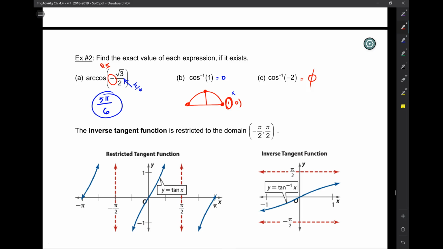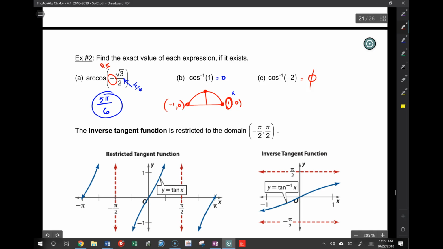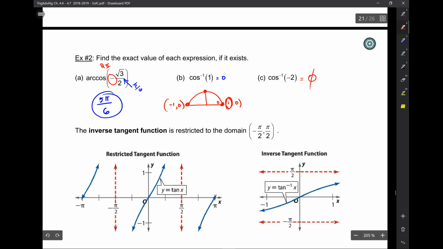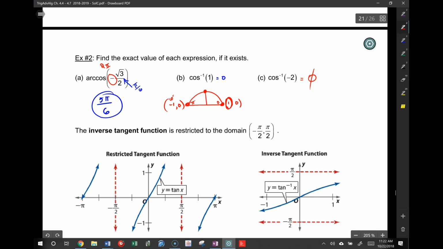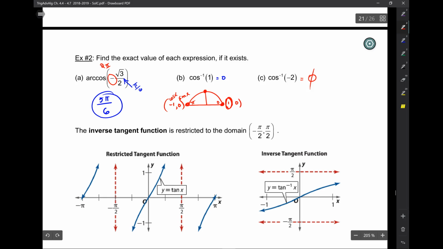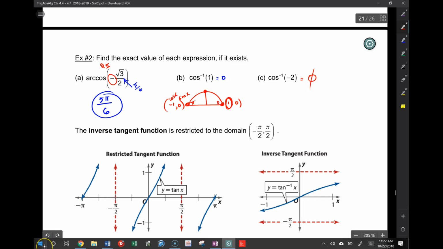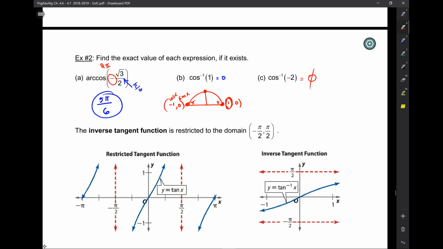You're looking at the x-coordinate, not the y-coordinate. The angle here is 0, because it's just a line. If we're doing cosine, what about the other side? At pi, the cosine is negative 1 and the sine is 0. So if inverse cosine was negative 1, it'd be pi. Yes. Okay.